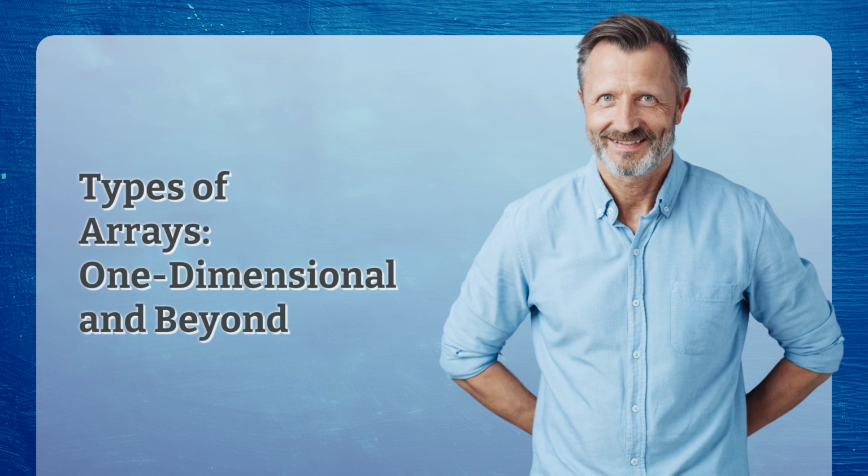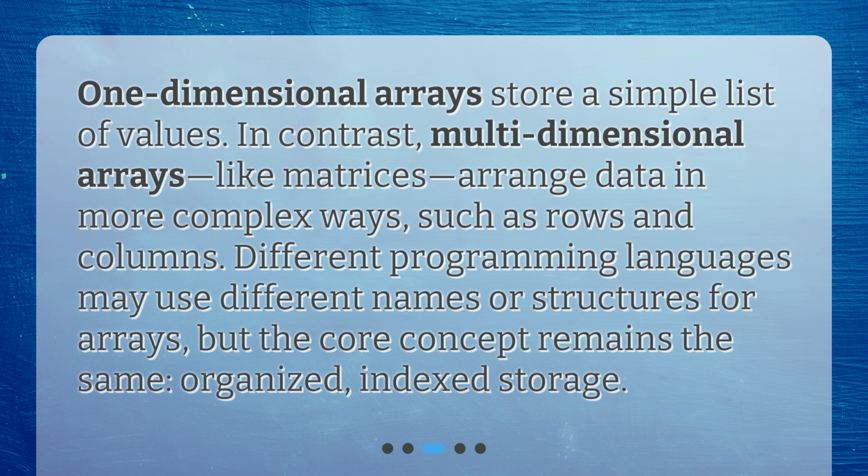Types of arrays, one-dimensional and beyond. One-dimensional arrays store a simple list of values. In contrast, multi-dimensional arrays, like matrices, arrange data in more complex ways, such as rows and columns. Different programming languages may use different names or structures for arrays, but the core concept remains the same: organized, indexed storage.